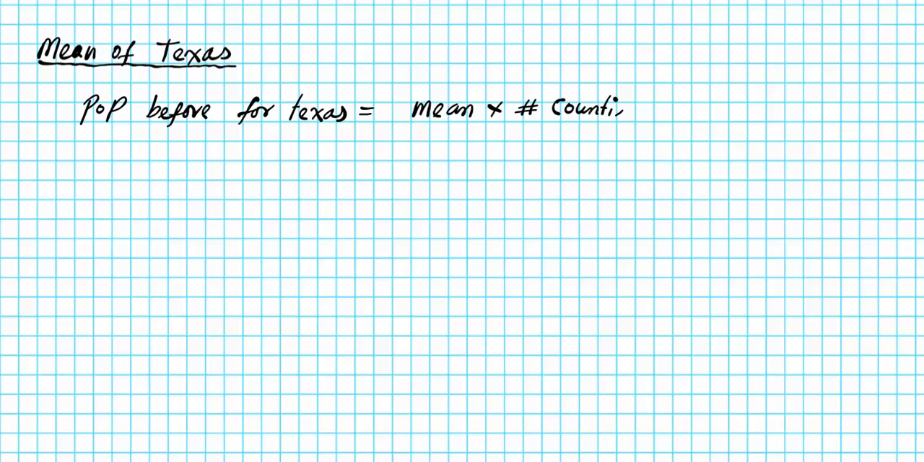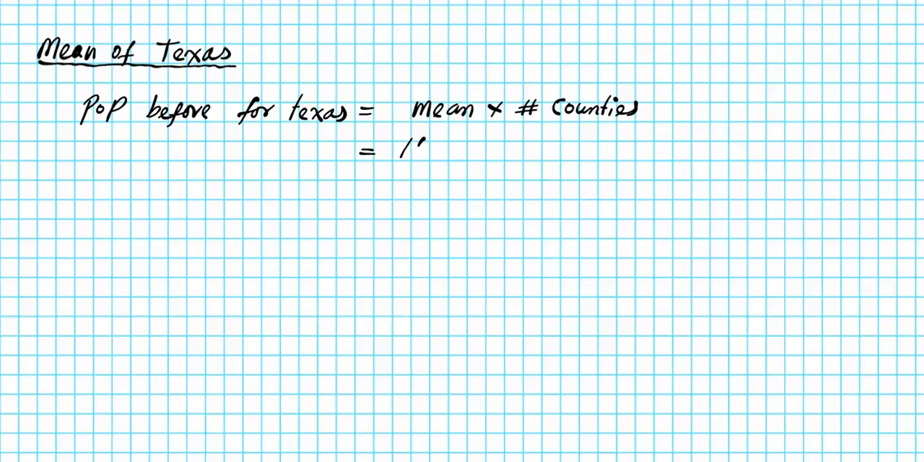All right, now, first of all, we need to know the old population, or population before, okay? So the population before for Texas is simply going to be the mean multiplied by the total number of counties. That's how you calculate the total, because the total divided by the number of counties gives you the mean, so the mean times the number of counties will give you the total population, okay?